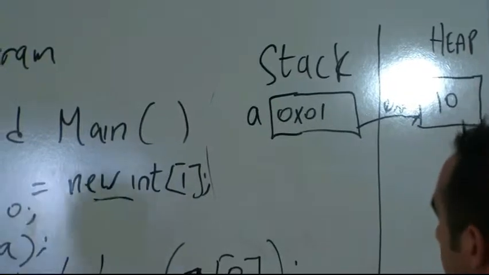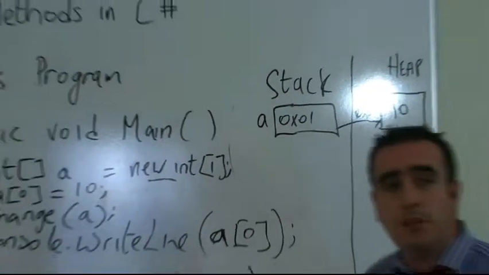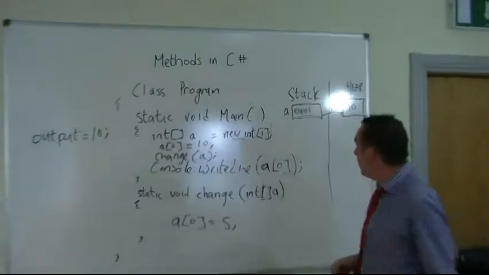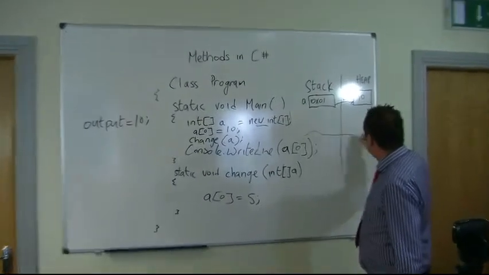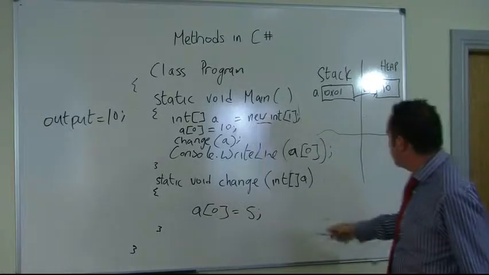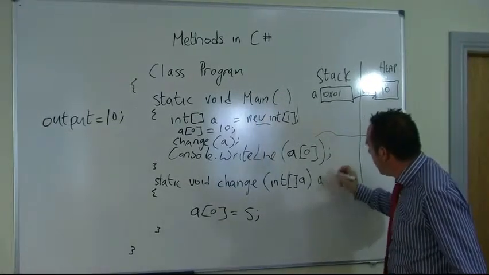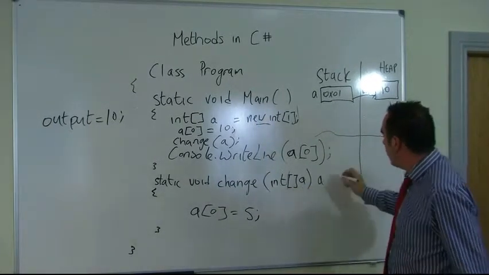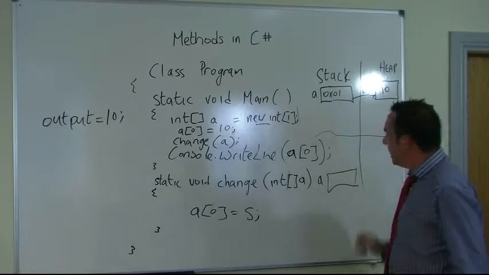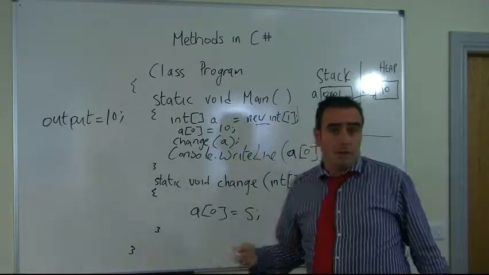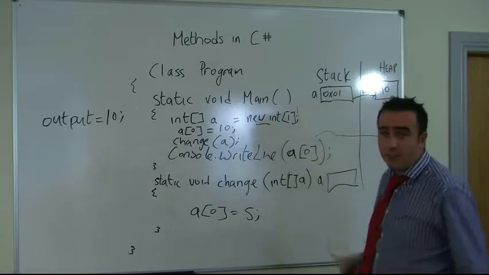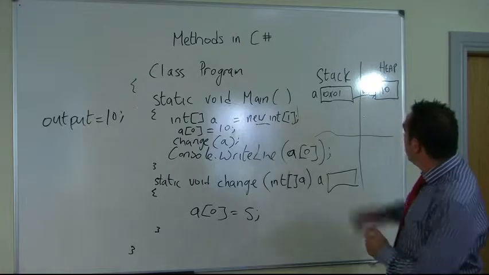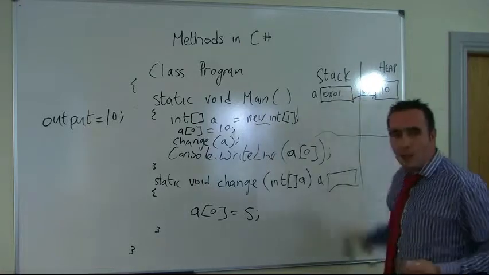Okay, so now what happens? The exact same thing happens here as when we were passing by value, except this goes out of scope. When we jump down into our change method, there's a new A created down here for our integer. Last time, when we had a primitive type, the value of the primitive type stored in the stack was copied. The exact same thing happens here, except there's no value copied.